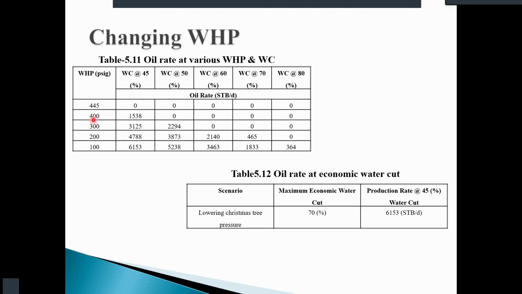For different wellhead pressures, you can see the increase in oil rates. For a WHP of 100 psig, the oil rate is 6153. It is much more, so that sensitivity can also be done. But the point is, you cannot exceed a critical drawdown, because that can also initiate sand production. We can also lower the pressure, which is generally the wellhead pressure, for an economic water cut of 70% to give a production rate of 6153 STB per day at 45% water cut, as you can see here.